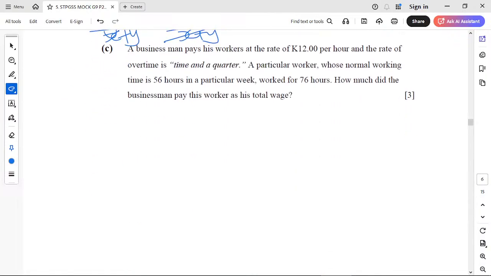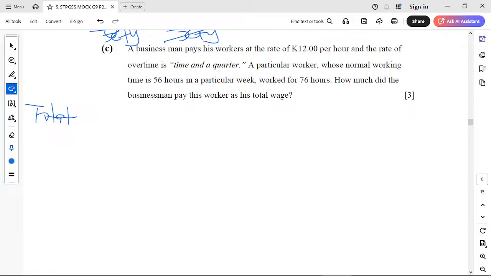Question 3C: a businessman pays his workers at the rate of 12 kwacha per hour, and the rate of overtime is time and a quarter. A particular worker whose normal working time is 56 hours in a particular week worked for 76 hours. How much did the businessman pay this worker as his total wage? So what we need to do is find the total wage.